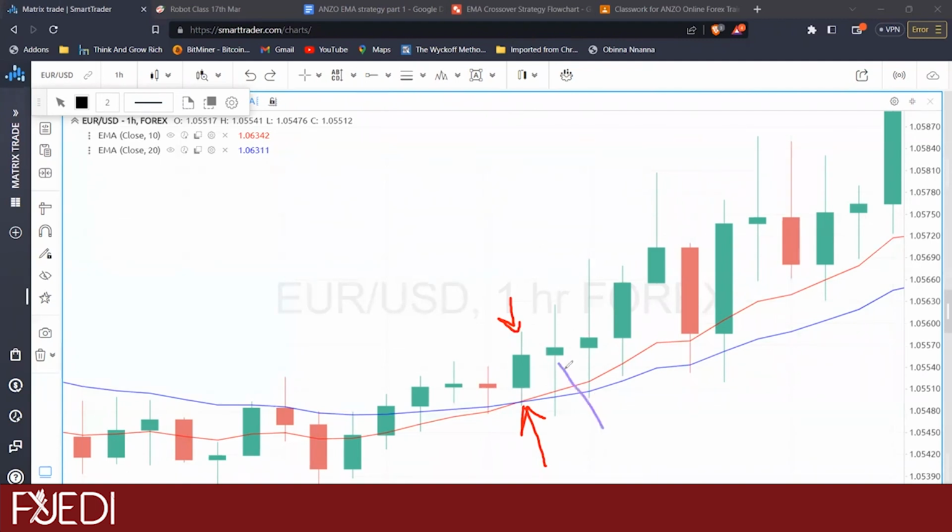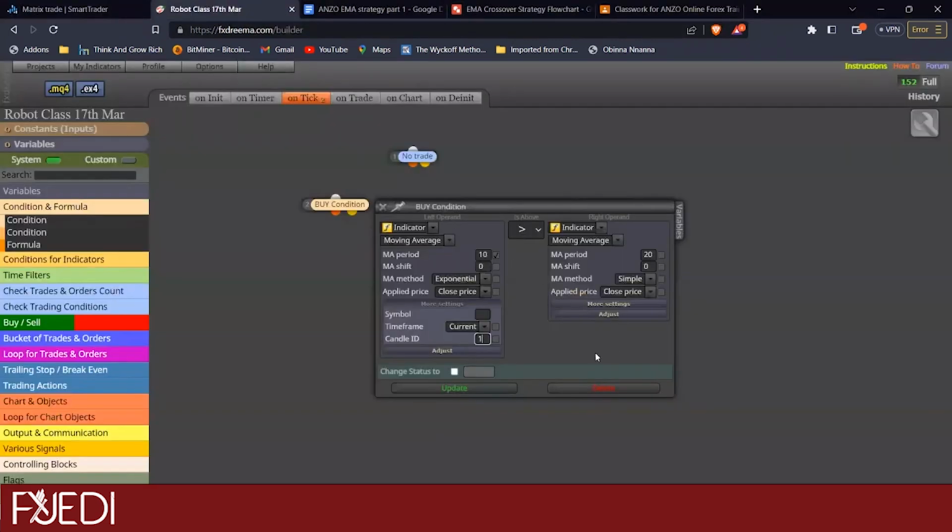When this candle opens, and this one has closed, remember this is candle ID 0 and this is candle ID 1. So the EA will check candle ID 1 immediately at the close of this candle, and say, has the moving average, the red one, crossed above the blue? If the answer is yes, then it will execute a buy not at this point, it will execute a buy at this point. That means at the close of this candle. That's the reason why we are using candle ID 1, because candle ID 1 is the candle that just closed, okay?